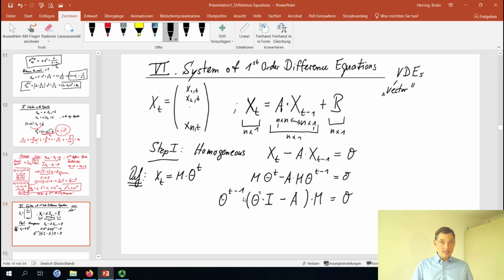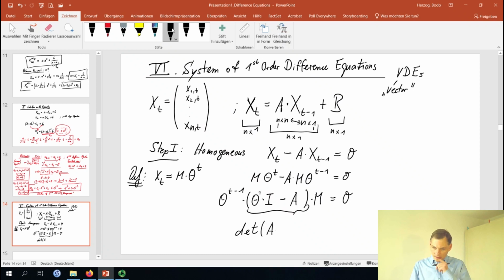Well, my m is a constant. This is non-zero. My theta is my solution. That is also non-zero. So this is only zero if and only if the determinant of this term here is zero.